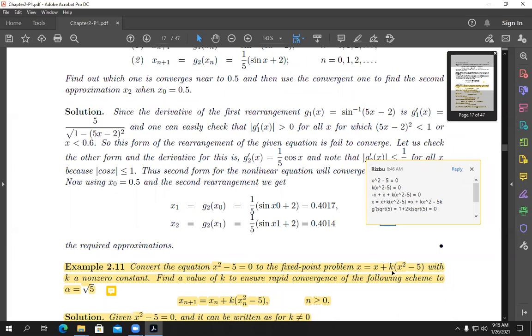So in place of x, you have to put alpha. So g dash alpha equal to what? Square root 5, because this is equal to 1 plus 2k times square root 5. And this should be equal to 0, because why 0? Because the teacher gives you the condition that the method converges very fast. And then you put equal to 0.